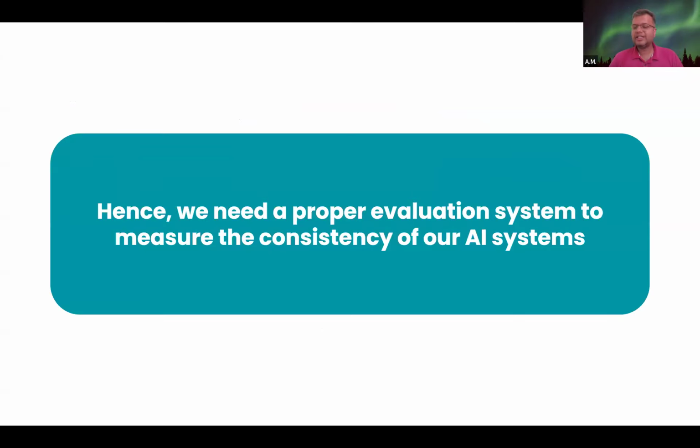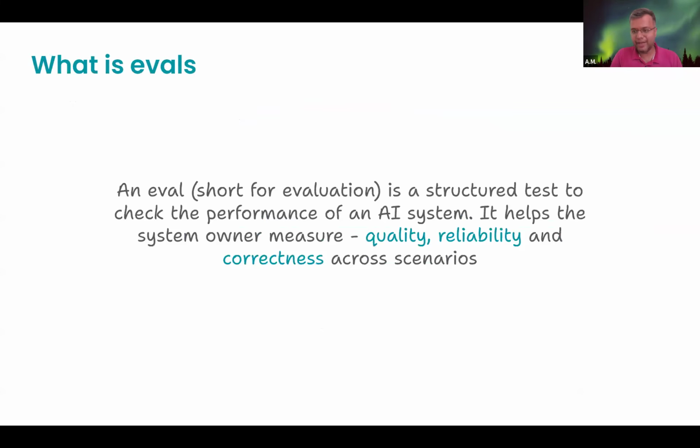Hence, whenever we are dealing with any kind of AI system, we want a proper evaluation system to measure the consistency of our AI systems. And this is what brings us to the topic of eval. So let's understand what eval is. This is a very academic definition that we are going to talk about. Going forward in the session, we will also try to understand how this definition folds up in different cases. But purely from a textbook definition, an eval is short for evaluation, and it is a structured test to check the performance of an AI system. It helps the system owner measure the quality, the reliability, and correctness across different scenarios, right?